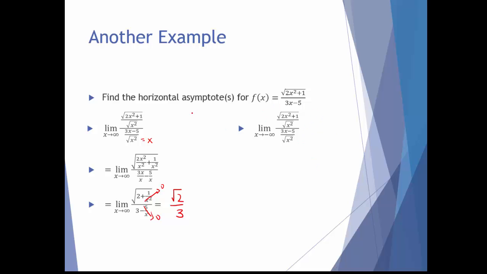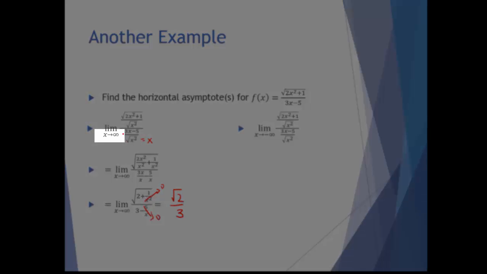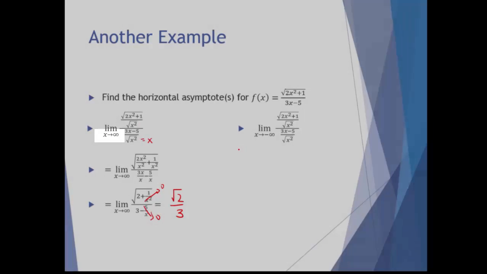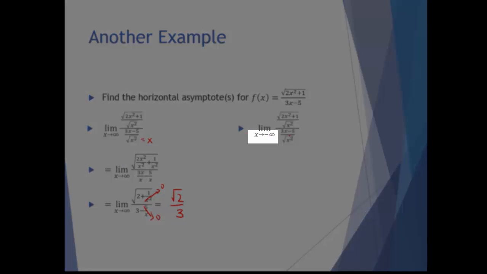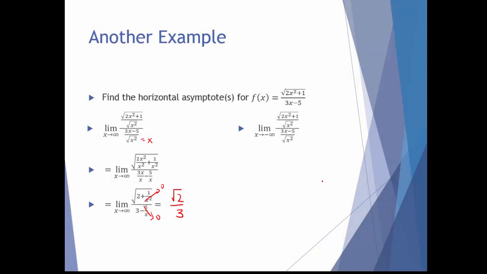The problem is, in order to say the square root of x squared was x, we had to be approaching positive infinity. That's no longer the case. We are now guaranteed that x is not positive, but negative. Well, if x is negative, what was the square root of x squared equal to in that case?